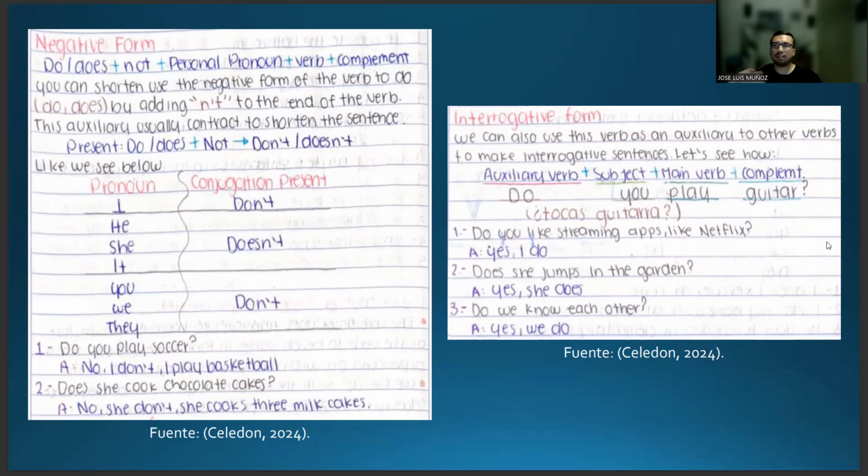Then you have the interrogative form. We can also use this verb as an auxiliary to other verbs to make interrogative sentences. Let's see how. You have the auxiliary verb on the left side. In the middle, you have the subject, then the main verb, and finally, the complement. You have, do you play guitar? Then you have another example. Do you like streaming apps like Netflix? Does she jump in the garden? Do we know each other? So you have that kind of examples.